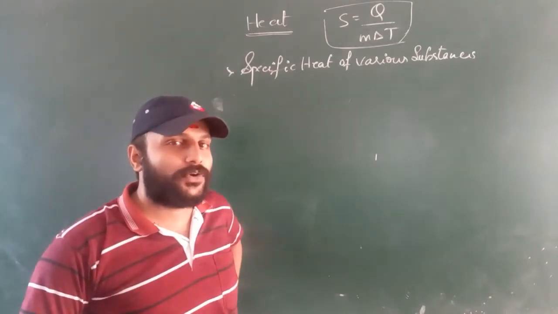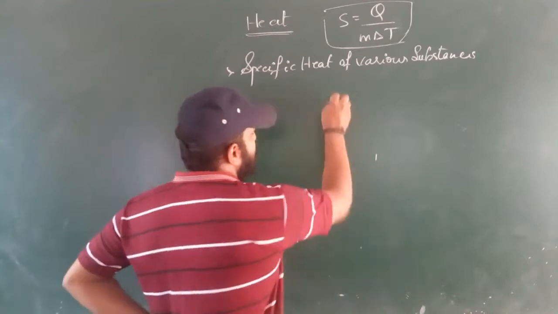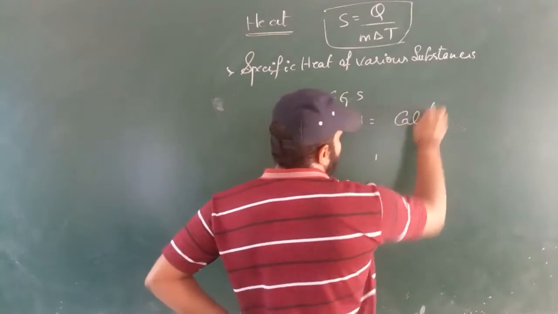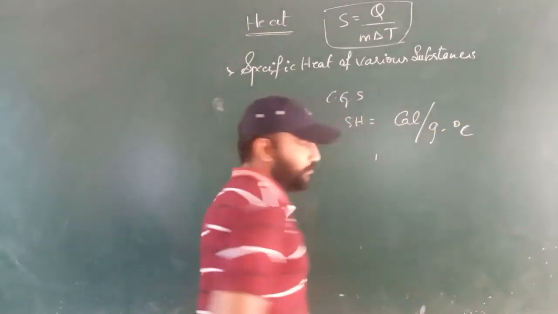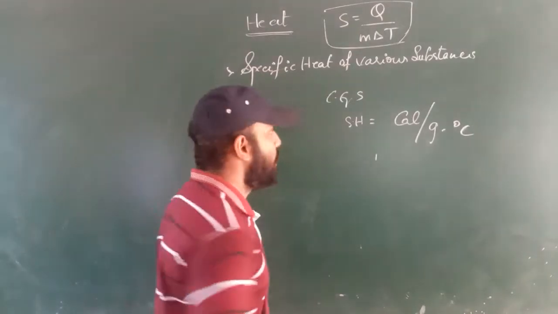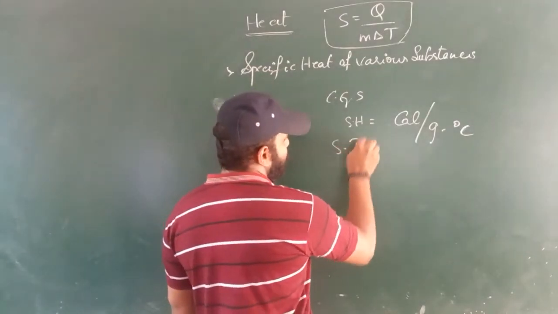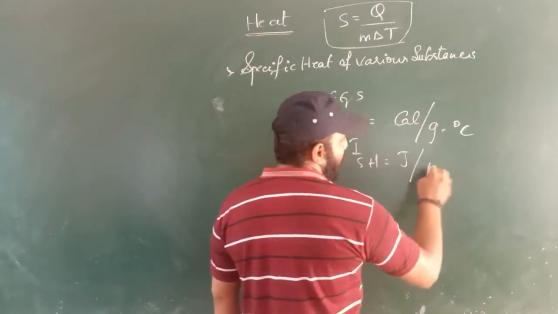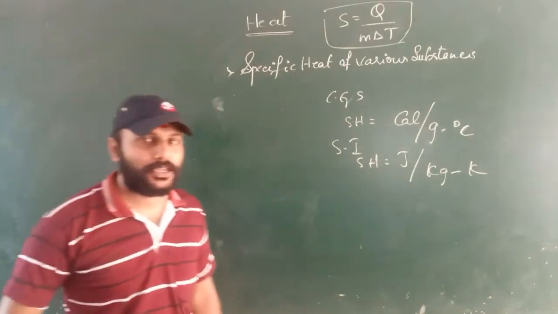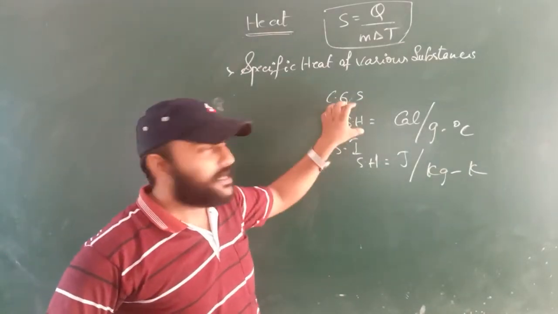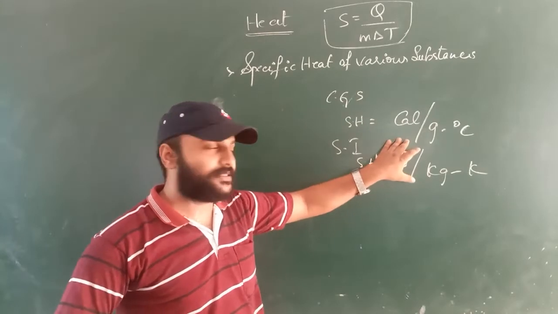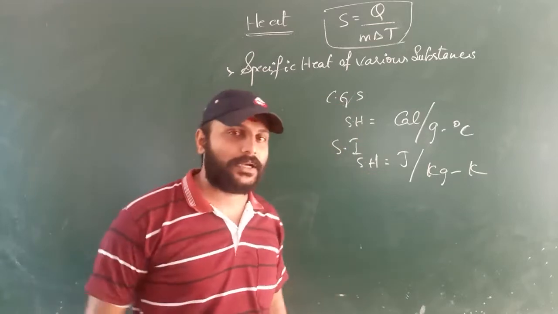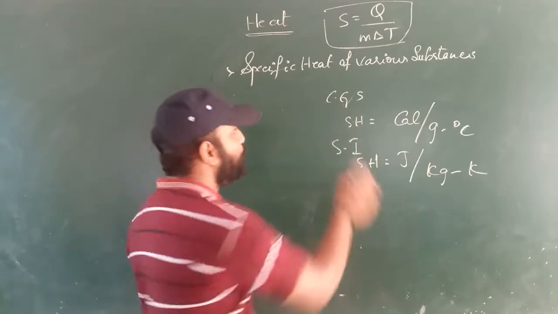So what are the units for specific heat? Its CGS unit is calorie per gram degree Celsius. And what is the SI unit of specific heat? The SI unit of specific heat is joule per kg Kelvin. Right, these are the units for specific heat. Now, what is the relationship between the CGS unit and the SI unit of specific heat?